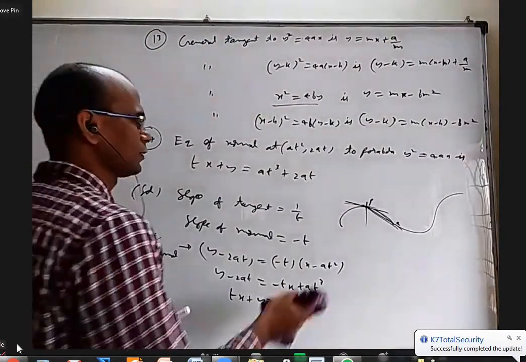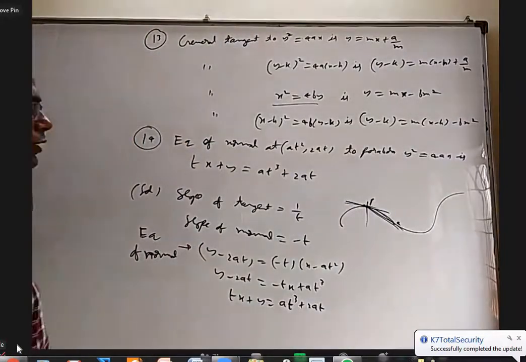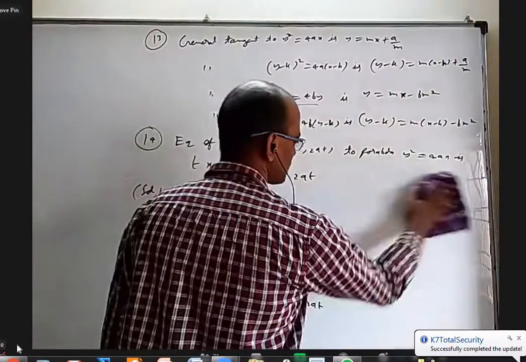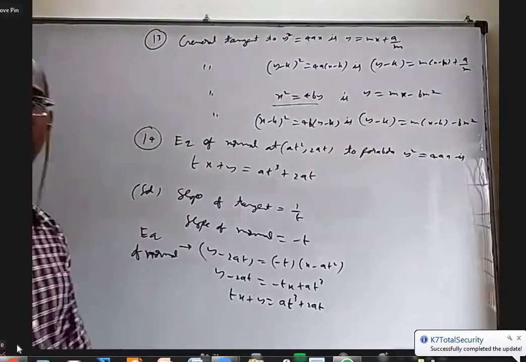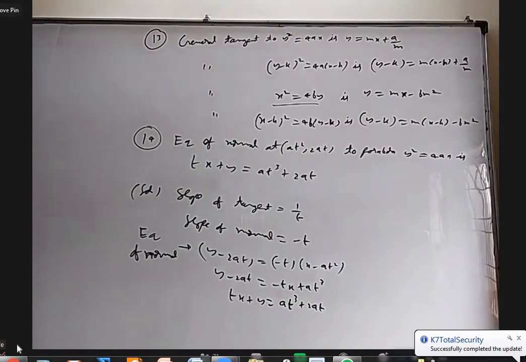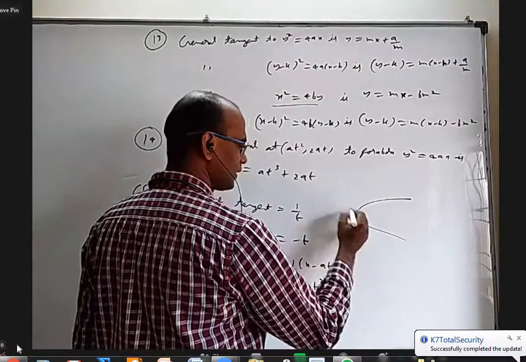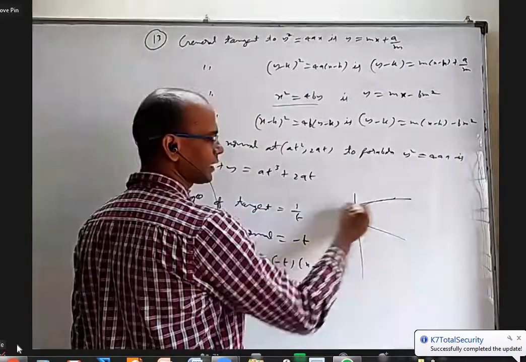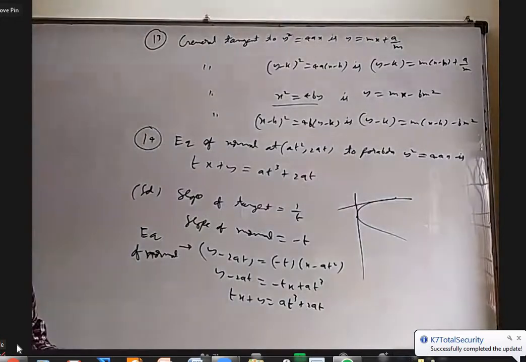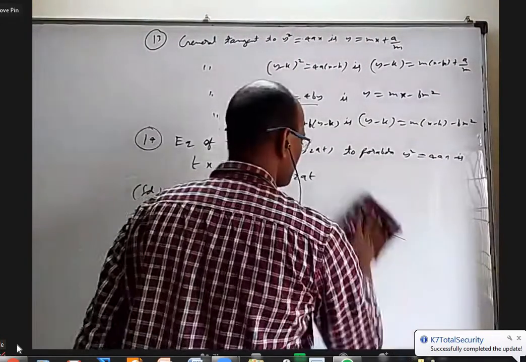So if the tangent passes through the vertex, then the normal passes through the focus. Nowhere will a tangent pass through the vertex, unless it is the tangent at the vertex itself. If you take a parabola, at the vertex the tangent will pass through the vertex. No other tangent will pass through the vertex, right? No, sir. Only one time.